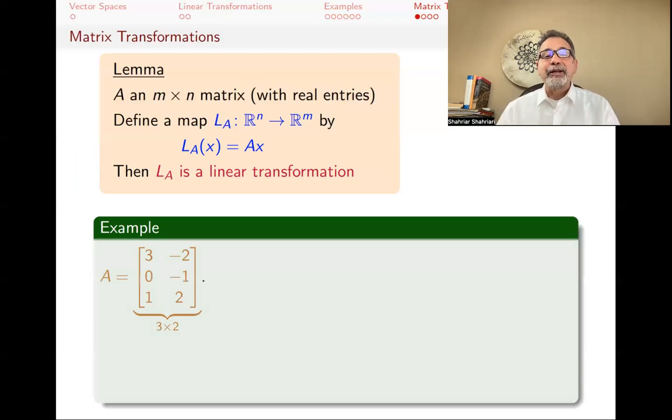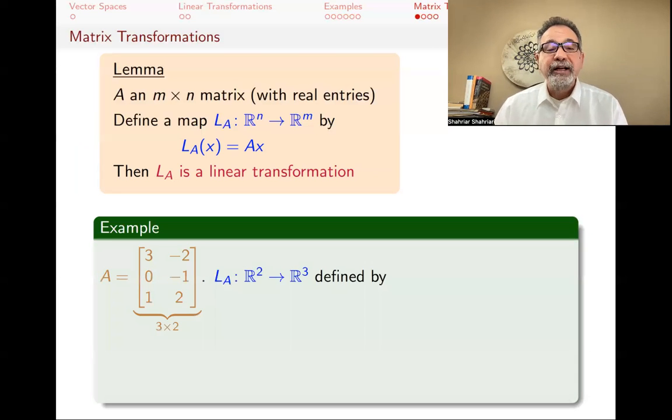So today, this matrix walked through the door. This is a 3x2 matrix, 3 rows, 2 columns. The first column is 3, 0, 1. The second column is -2, -1, 2. And how do I make a linear transformation out of it? First of all, the linear transformation goes from where to where? It goes from R2 to R3 because there are 2 columns, 3 rows.